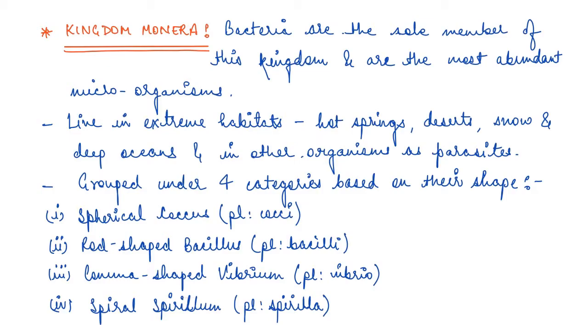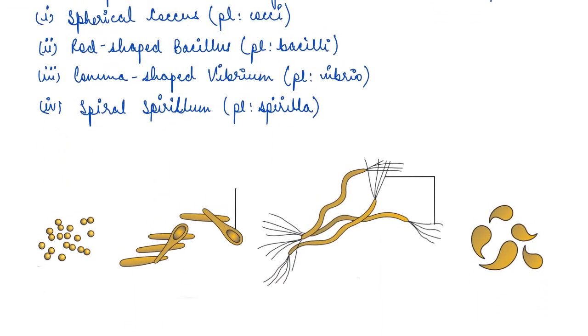Now how do we group them? On the basis of their shape, we group them into 4 different categories. As you can see, there are certain demarcations in this shape. I think you can actually tell me what the shapes are. The first one, as you can see, is a spherical shape. This is the coccus bacteria.